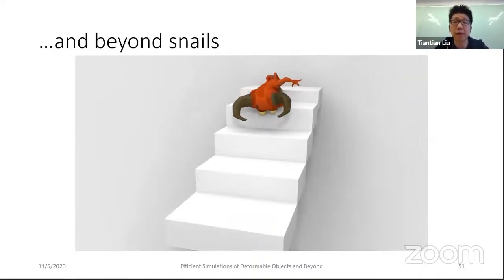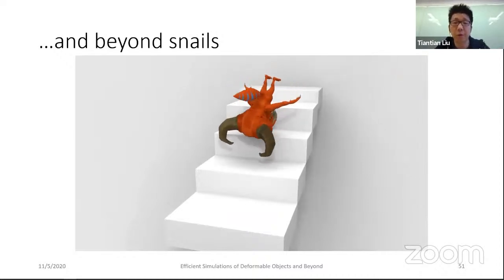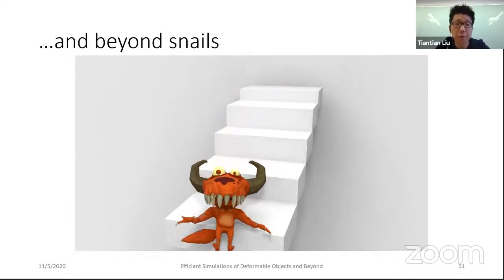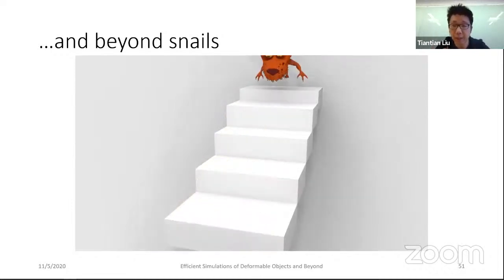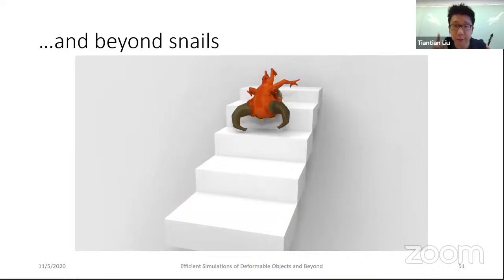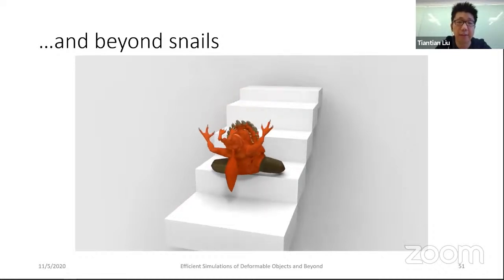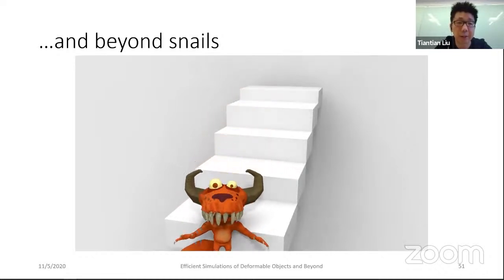And once we solve the joint constraint problem, we can simulate deformable articulated monsters without any problem anymore. This poor falling monster has rigid bones inside its deformable body and exterior rigid horns and teeth as well, and we can have a monolithic solver to solve the entire simulation.